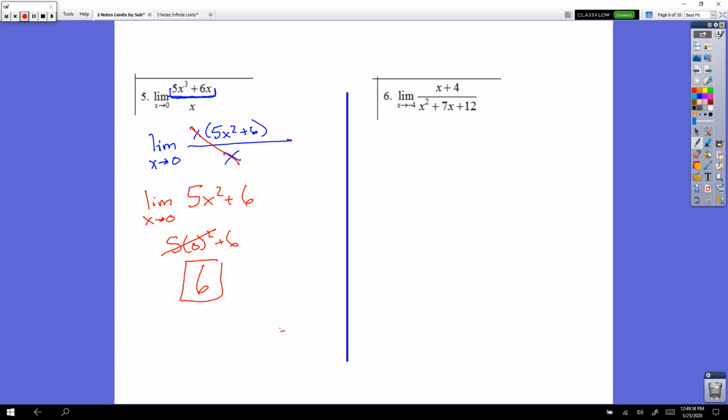But if you plug in negative 4, squared would be positive 16. 7 times negative 4 would be negative 28, so 16 minus 28 is negative 12, plus 12 gives me 0. So I need to factor out that denominator, because when I plug in negative 4, it makes the bottom 0. So we have the limit as x approaches negative 4, x plus 4 on top. Now on the bottom, I need factors of 12 that add up to 7. So that would give me 4 and 3.